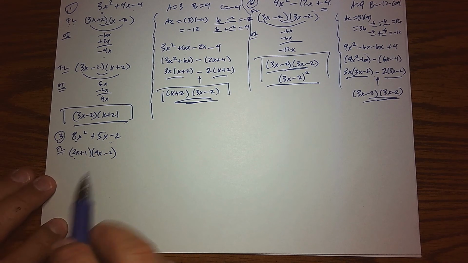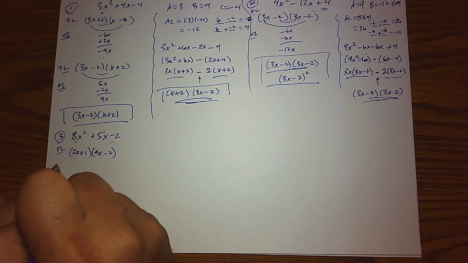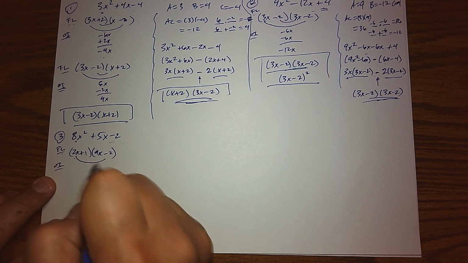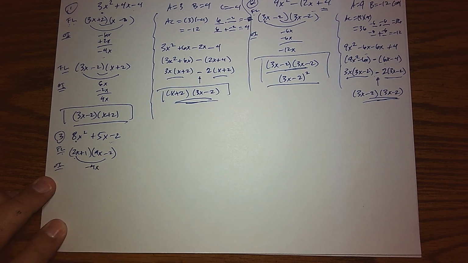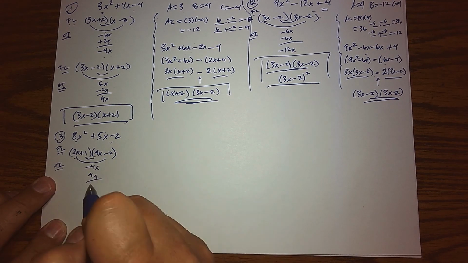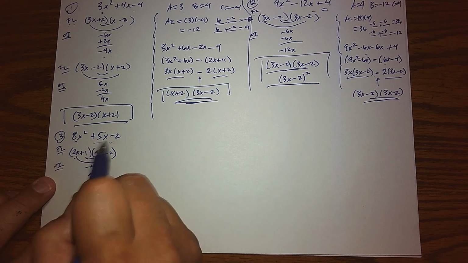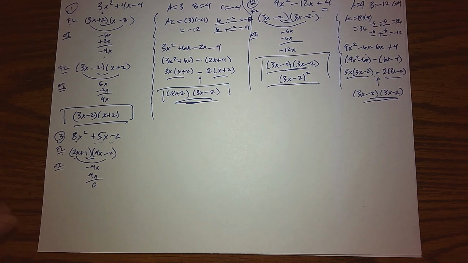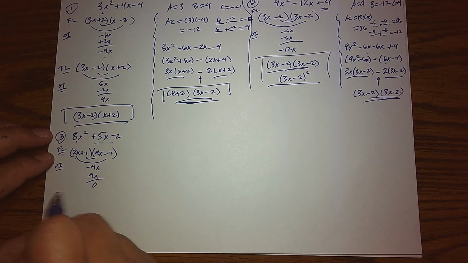We're looking pretty good. So when I check it with my outer and my inner, the outer gives us a negative 4x. The inner gives us a positive 4x. And what we end up with is 0 there. And we don't have 0 there, it's 5x. So that tells me my guess is wrong. Try again. So let's try another guess.